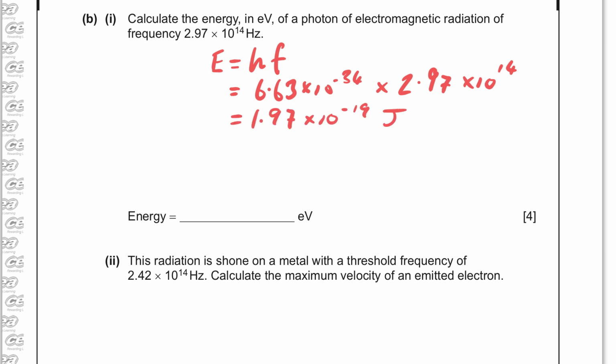So we still have a conversion to electron volts to do by dividing by the elementary charge, 1.6 times 10 to the minus 19, the charge of an electron. And doing that will give us a value of 1.23 electron volts, again to three significant figures so that we're matching the numbers coming in.